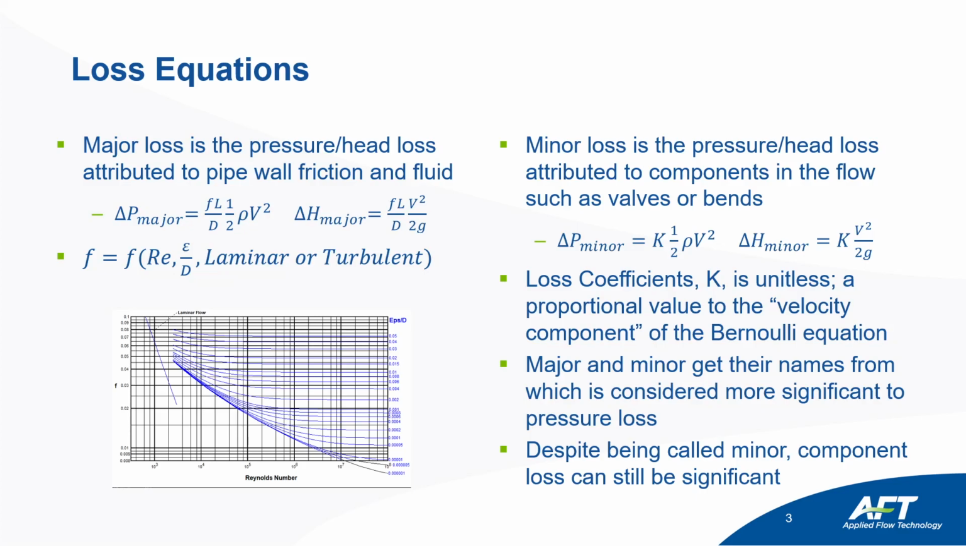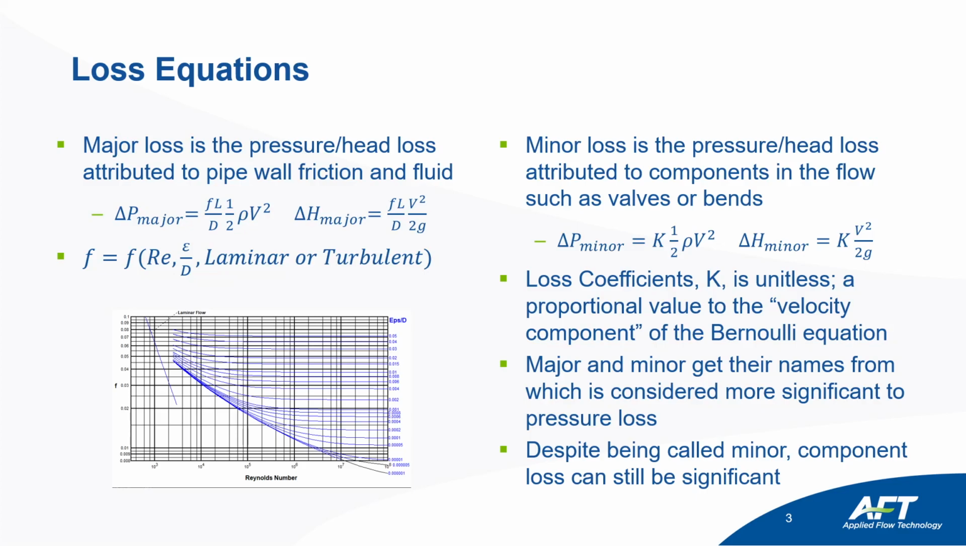Minor losses, on the other hand, are going to be the pressure and head loss attributed to components in the flow, such as valves or bends. This is going to be due to either the turbulence within the valve or the component itself. This is also due to momentum changes, such as if you have a 90-degree bend, there is a resistance to turning that momentum 90 degrees. And that is going to be captured by the minor loss, pressure drop or head drop.